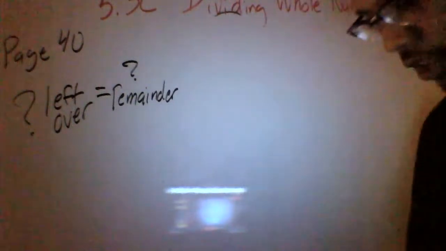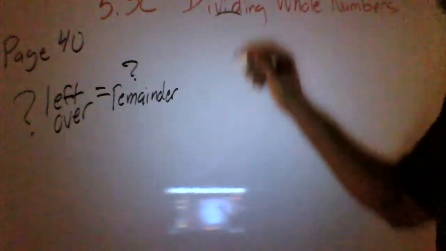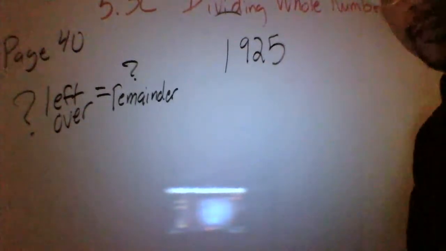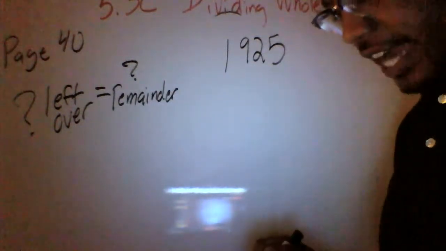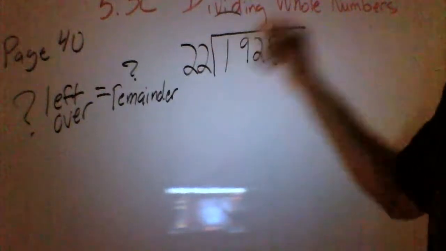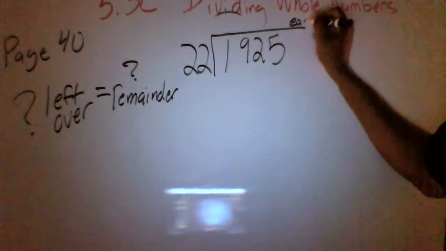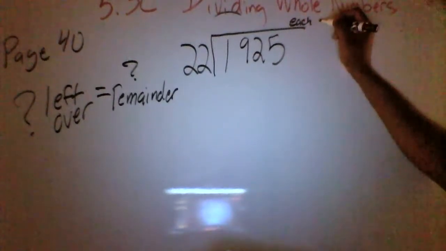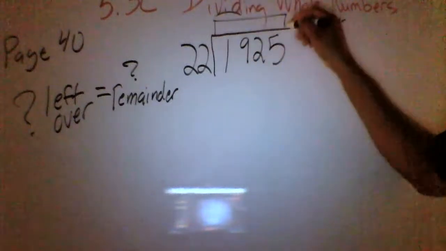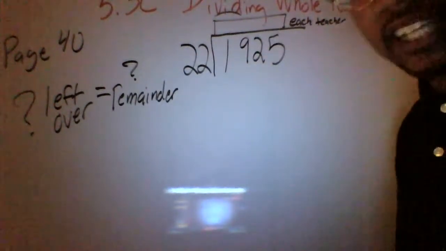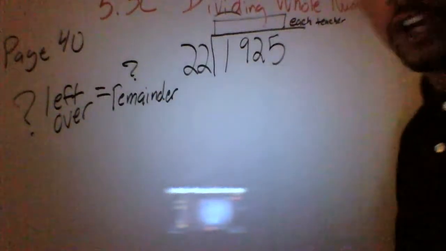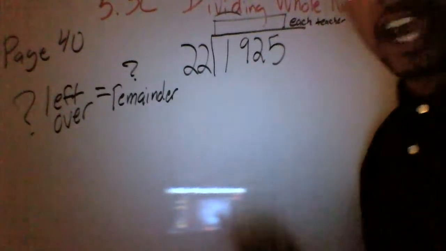Now, the total magnifying glasses I had was 1,925 magnifying glasses, right? But the school district divided it up amongst 22 different science teachers. So the number of groups is 22 science teachers. Each teacher is going to get a certain amount of magnifying glasses. But that's not what I want to know. What I really want to know is how many will they have left over, or how many will be the remainder. Okay? So I have 1,925, and I'm going to divide it by 22.